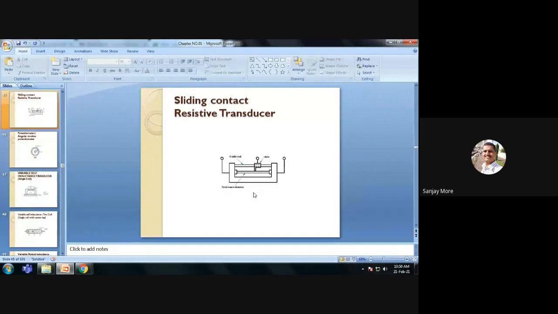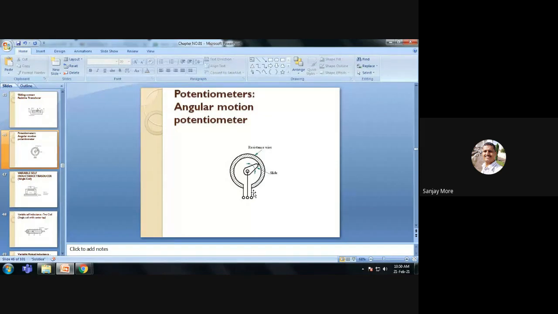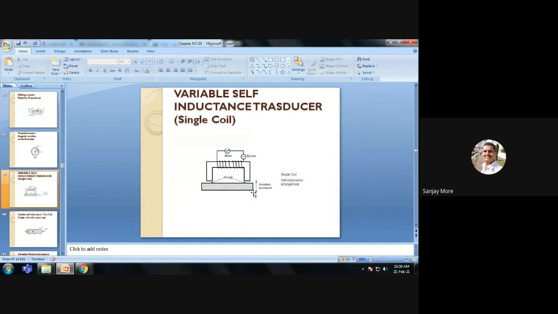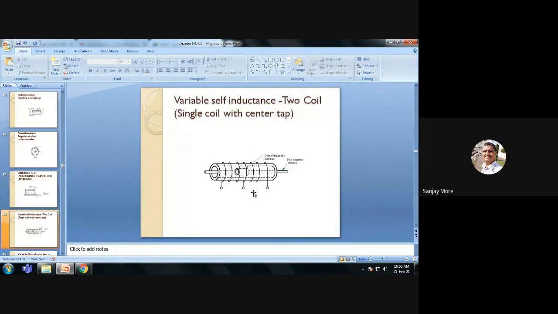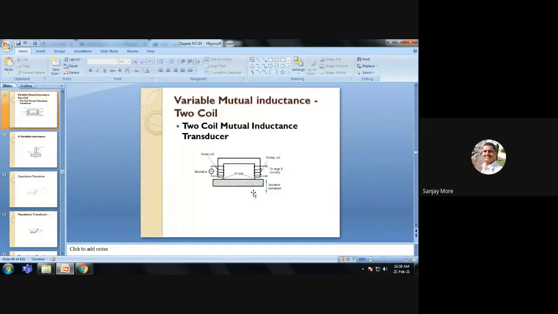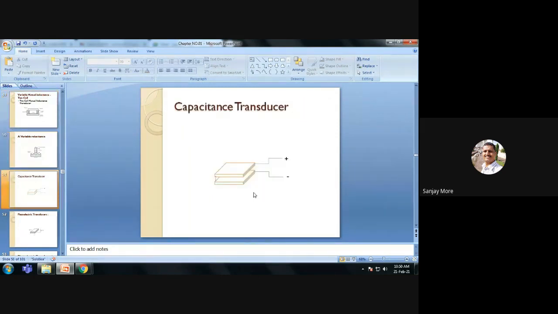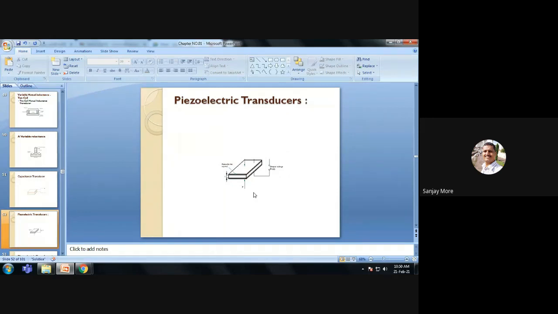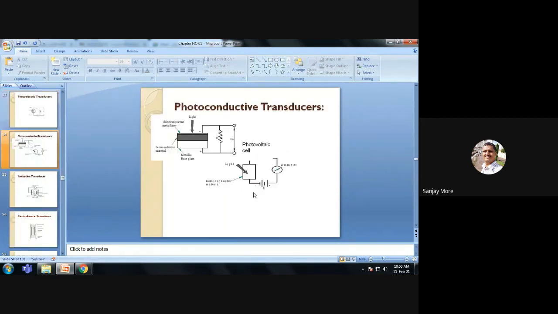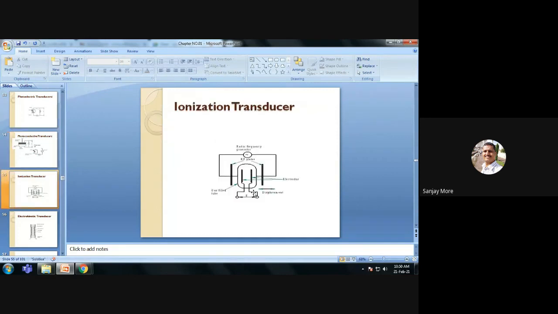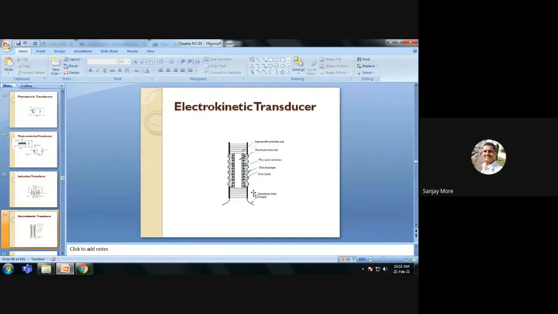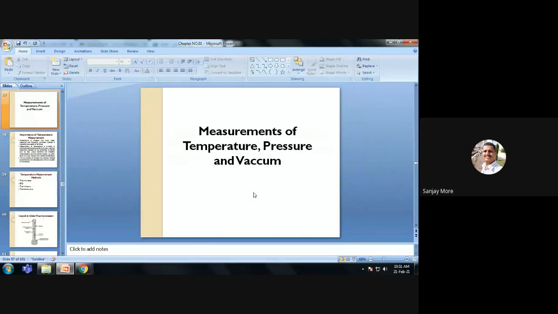See some diagrams of the electrical transducer. First one is the sliding contact resistive transducer, potentiometers, angular motion potentiometers, variable self inductive coil, variable self inductance, two coil, single coil with center tap, two coil mutual inductance transducers, variable reluctance, capacitance transducers, piezoelectric transducers, photoelectric transducers, photoconductive transducers, ionization transducer, electrokinetic transducer. Okay.